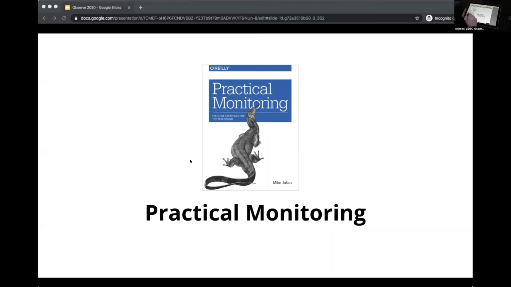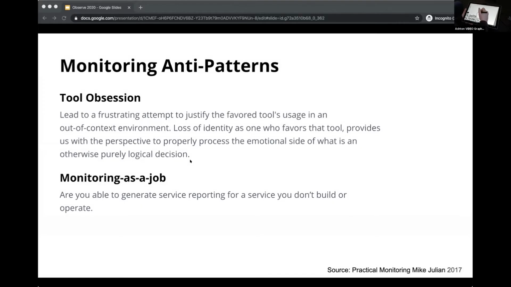So one good book to read when you're thinking about starting your observability project is Practical Monitoring, and they have about two chapters about anti-patterns and best practices for monitoring. And it's a little funny that I'm giving a talk about some tools, but I generally do agree with one of the things that they point out here, which is tool obsession. A tool-driven team will not be as effective as a mission-driven team.